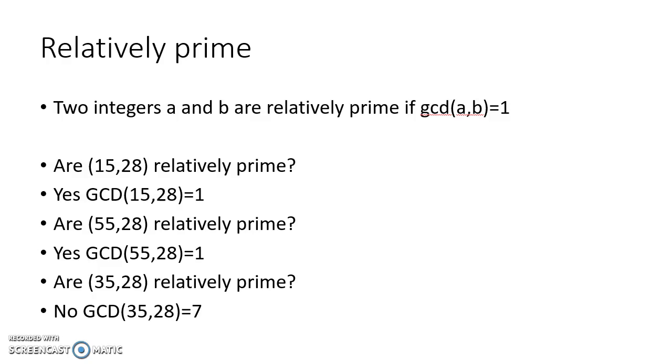Since GCD of 15 and 28 is equal to 1, we can say these two numbers 15 and 28 are relatively prime. And 55 and 28 are also relatively prime since their GCD is equal to 1. But the numbers 35 and 28 are not relatively prime, are not co-prime, since the GCD of 35 and 28 is equal to 7.